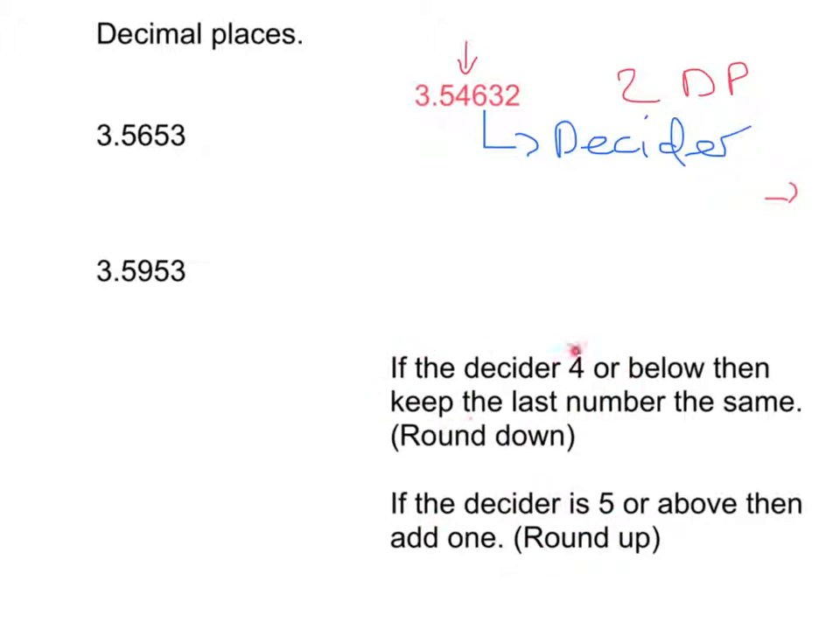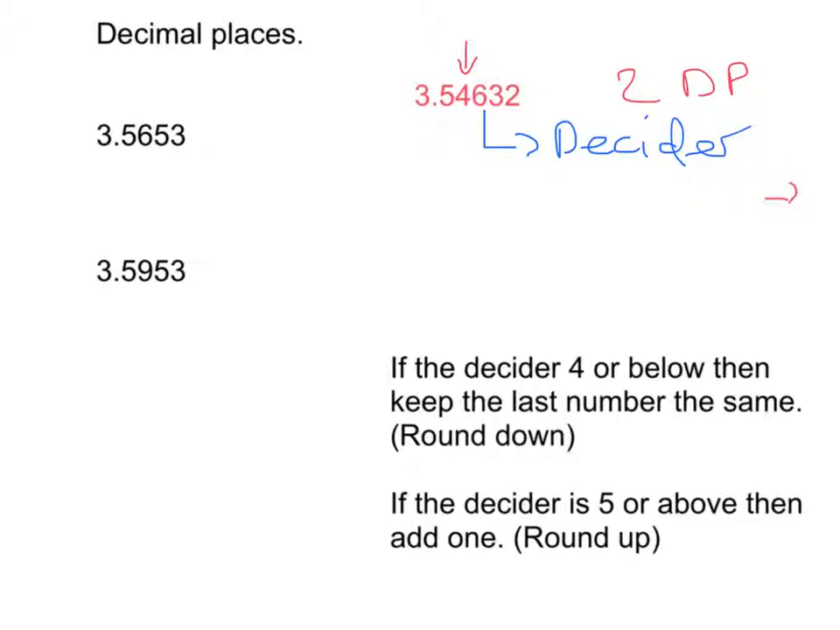Right, if that number, the decider, is 4 or below, then we round down. That doesn't actually mean down, it means you keep the number the same. It's very important to get this right. A lot of people would change the 4 to a 3 in a situation where it was lower in this, but it isn't anyway because it's 6, so forget that now.